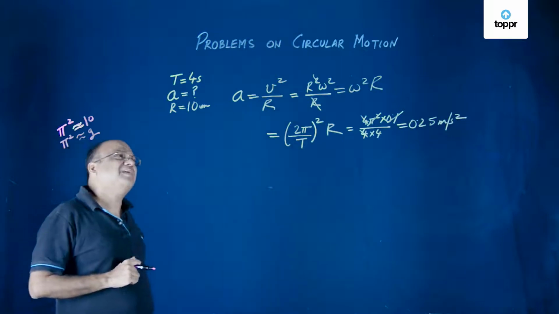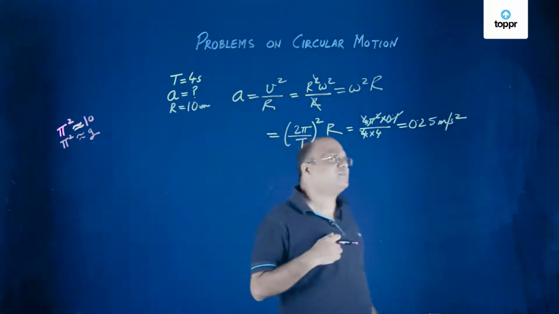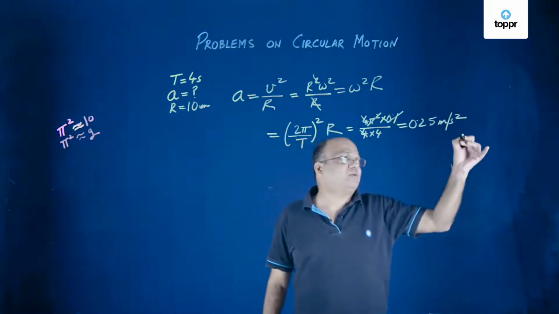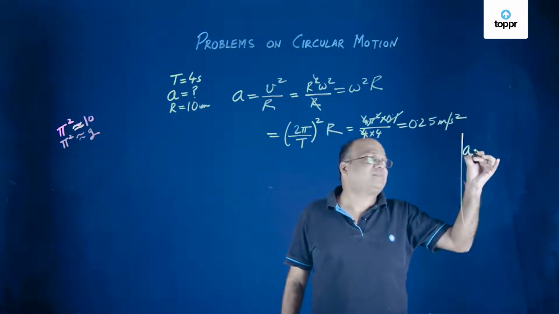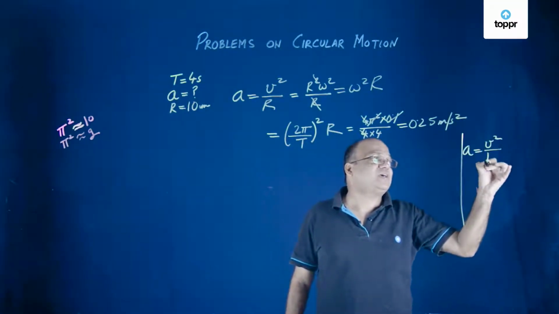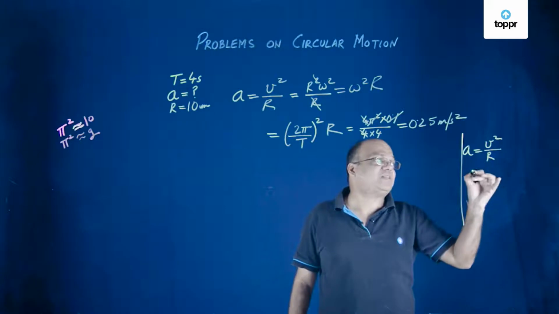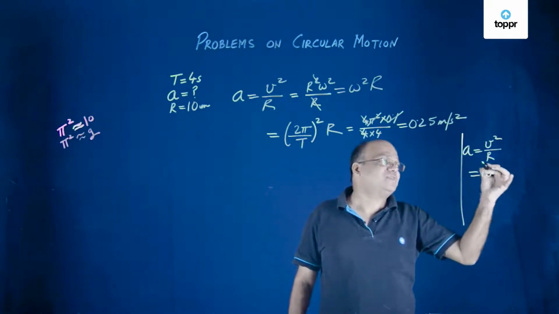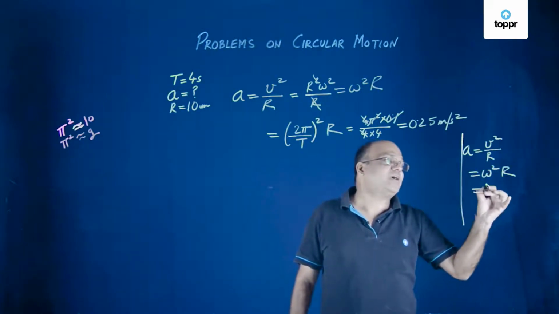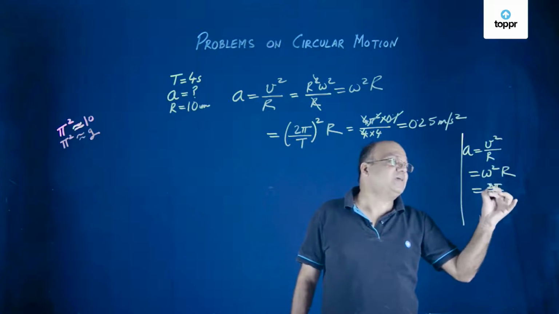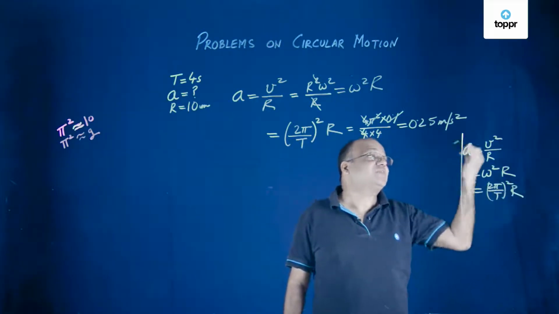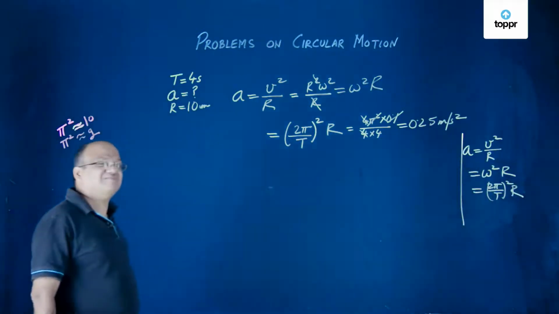Right? So this was the question on uniform circular motion. What you need to remember is centripetal acceleration is v square by r. V is r omega, therefore acceleration is omega square r. Omega is 2 pi by time period, and that square into r gives us the centripetal acceleration. That's all.